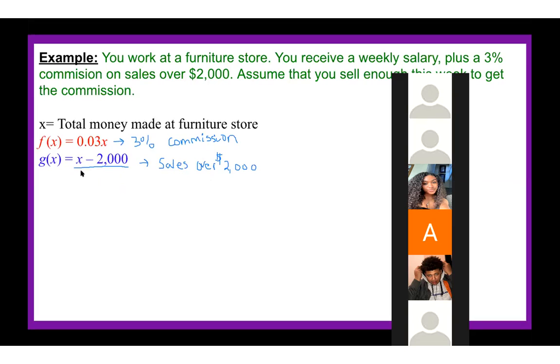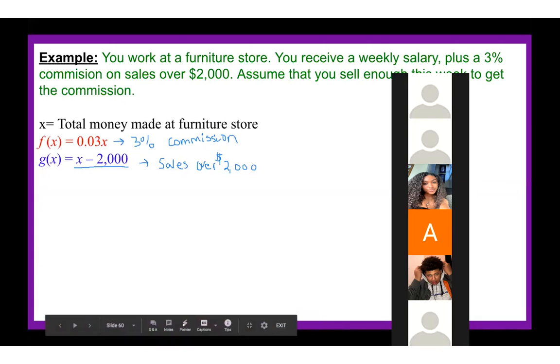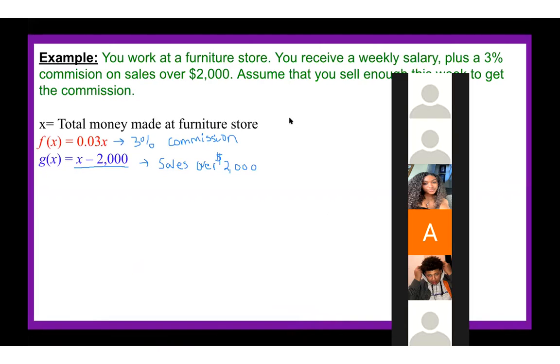Previously I substituted made up numbers for X to check if that did actually give me sales over 2,000. If I made $5,000 in sales, I do 5,000 minus 2,000, that gives me 3,000 that I made over the 2,000, and that would be the commission that I get the 3% on. So that's just me verbally going over the steps. Let me know in the chat if I need to write down something again.